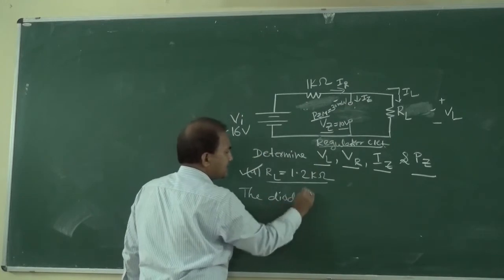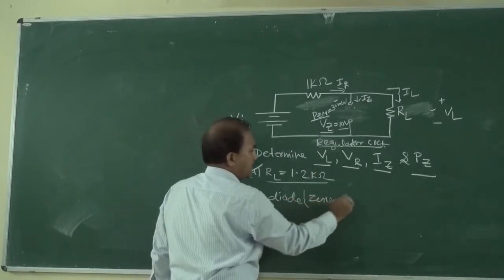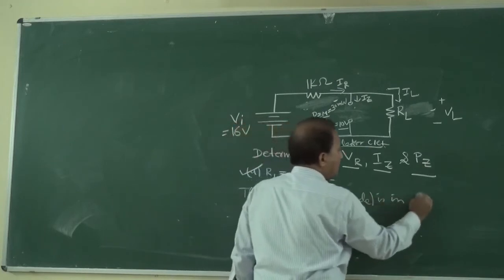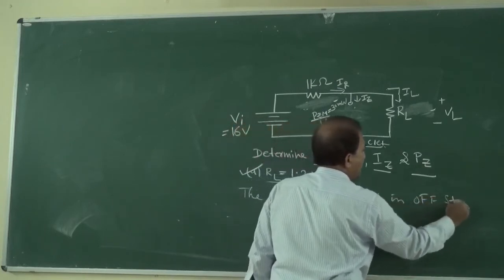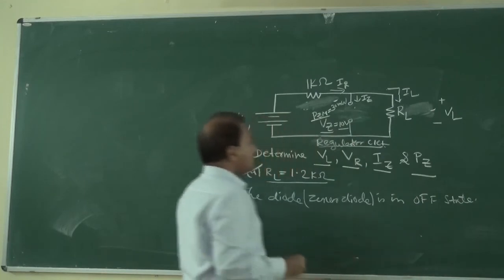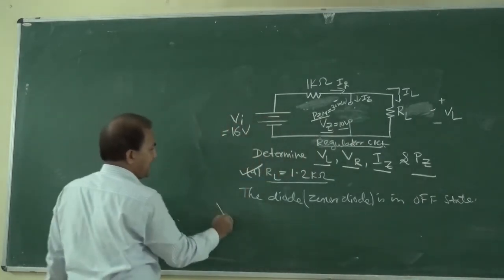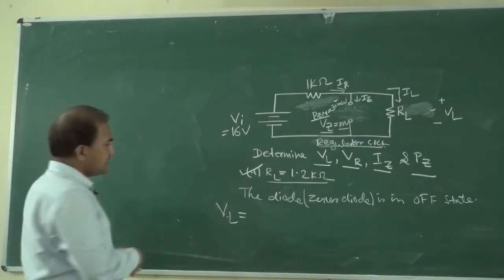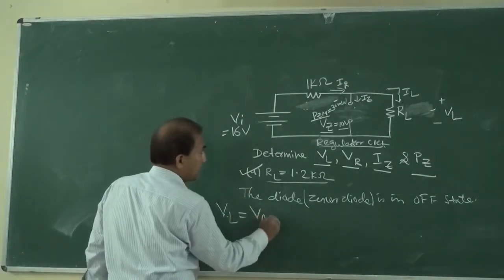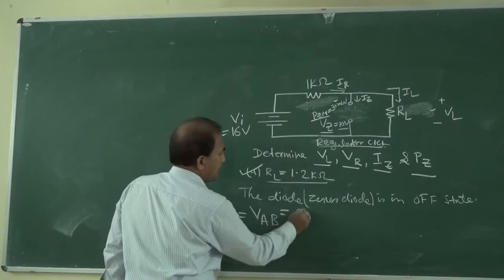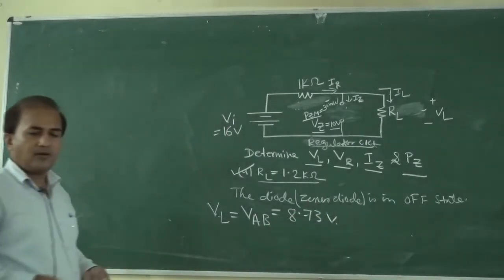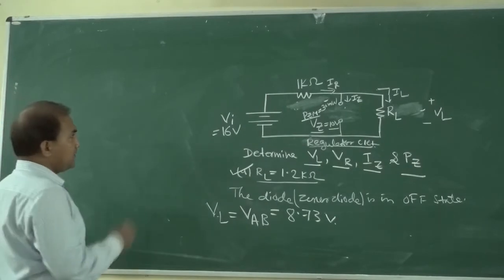So the Zener diode is in off state. Okay, so how can we determine VL? VL is equal to, as we have just calculated, VAB, which is equal to 8.73 volt.